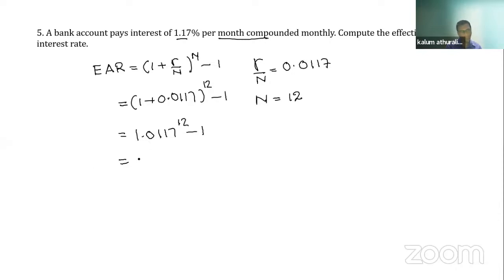Write the answer to 4 decimal places: 0.1498. Right, now this value is multiplied by 100 because it is converted to a percentage. This value multiplied by 100 gives 14.98. That is the answer. EAR equals 14.98%.